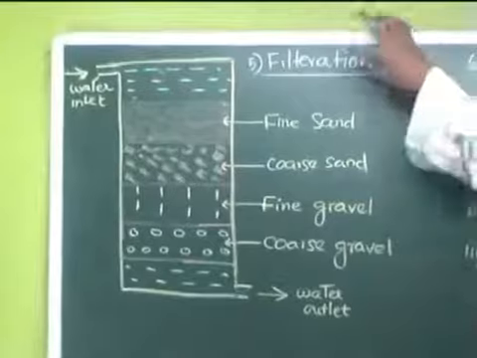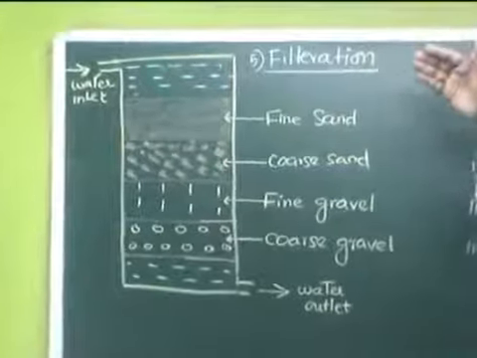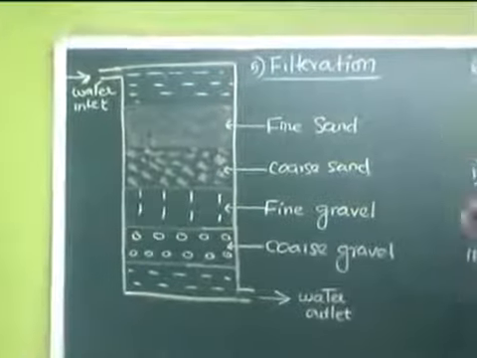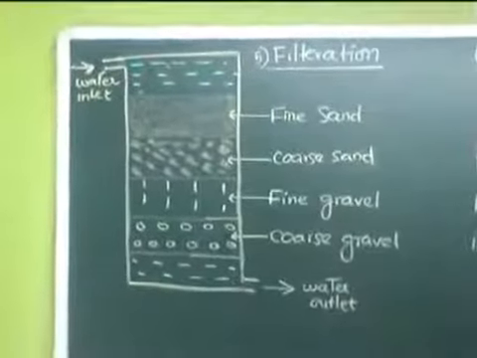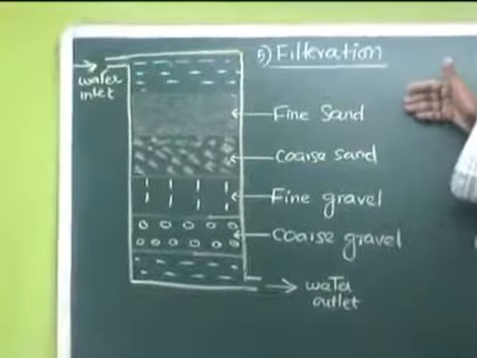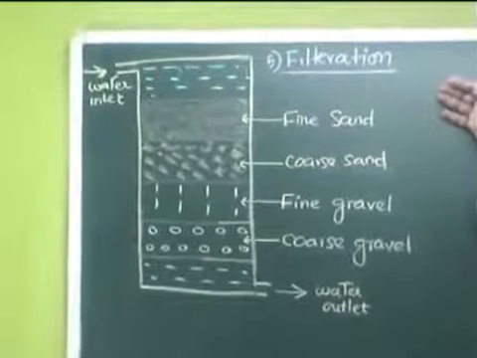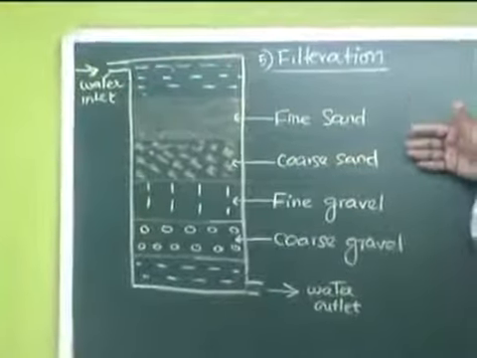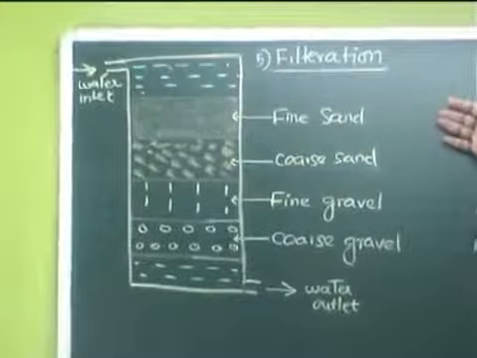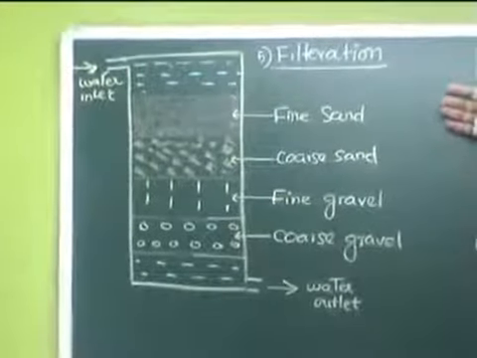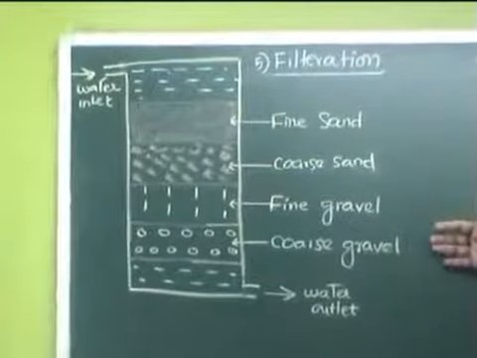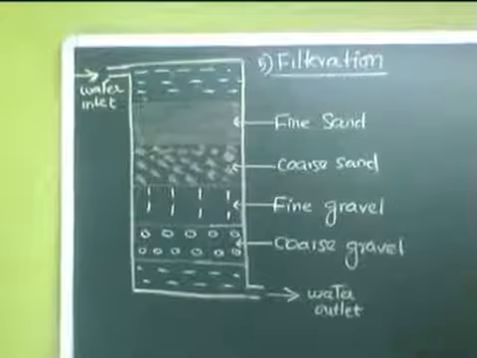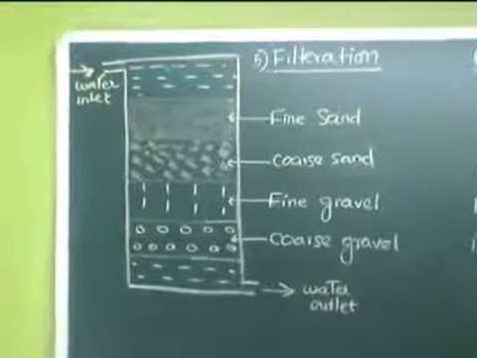On the top, when this impure water is allowed to pass through, the fine particles are retained by the fine sand itself. The water filtered by the fine sand bed then goes through the next layers, coarse sand, fine gravel, coarse gravel, and finally at the bottom we get the pure water.